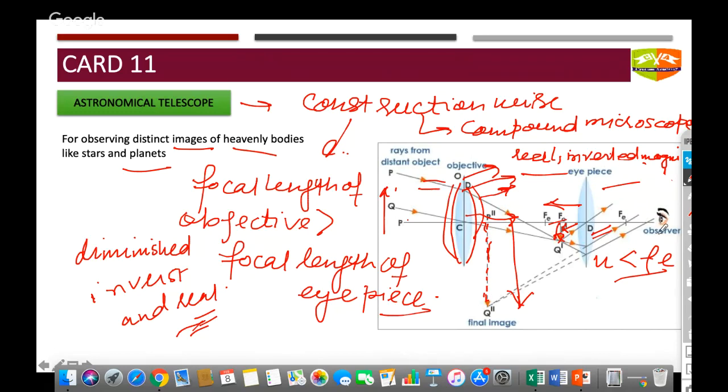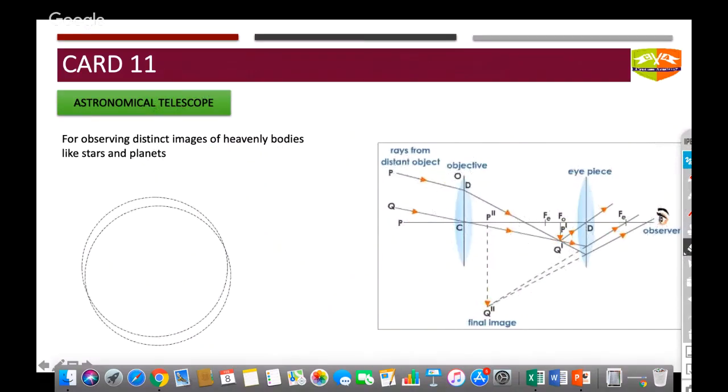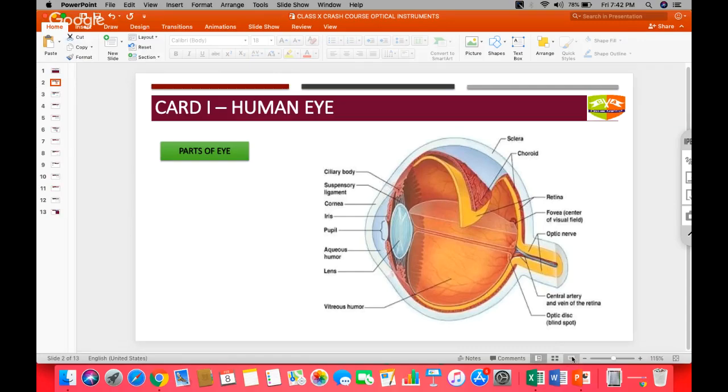So I'll just go through the revision of all the slides once. I'll not write anything, I'll just look at the slide and explain everything. Now, one thing which I am missing over here is the magnification formula. It is FO by FE. So magnification is FO by FE. Depending on what size of the object you need, you can change your FO and FE. So this is how it is. Now let me go to the first slide from where I have started. One second, guys.